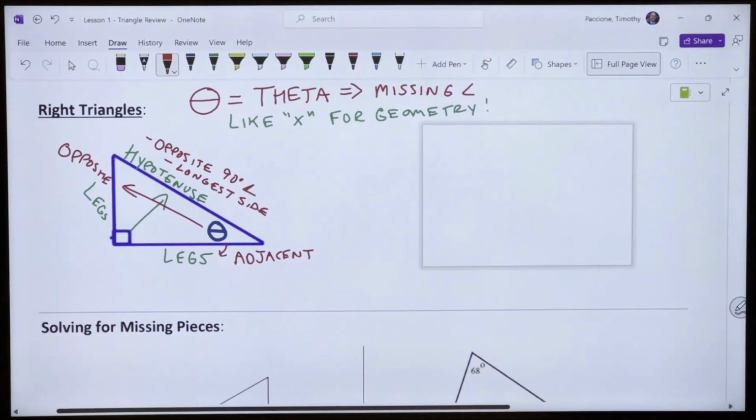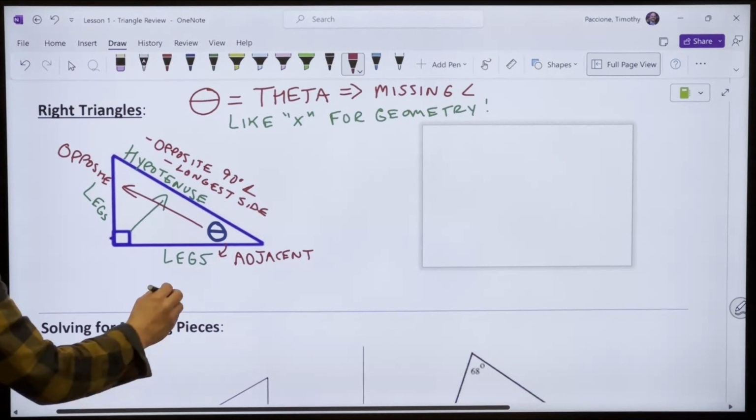Okay? Now, I heard some letters as well. Well, before we get there, what letters do we associate with these sides? A, B, and C. Do I just put them anywhere I want? No. A is adjacent.